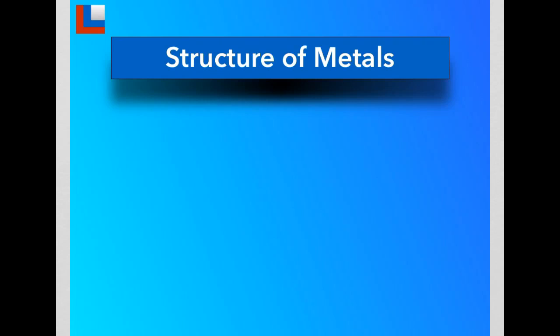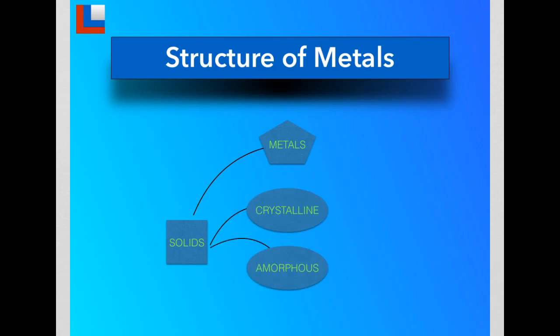Structure of metals. We know that metals are in general solids. Solids can be either crystalline or amorphous. Metals have crystalline structures. We know that metals have unique characteristic properties of their own.